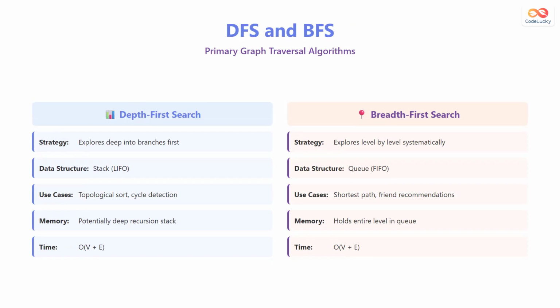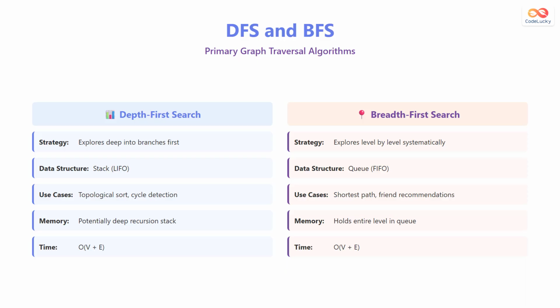Let us dive deeper into the two primary graph traversal algorithms. Depth-first search, abbreviated as DFS, explores by going as deep as possible into branches first. It uses a stack data structure with last-in first-out behavior. DFS is useful for topological sorting and cycle detection. Since it explores deeply, it can use significant memory with potentially deep recursion stacks. However, it has a time complexity of O(V + E), where V is vertices and E is edges.